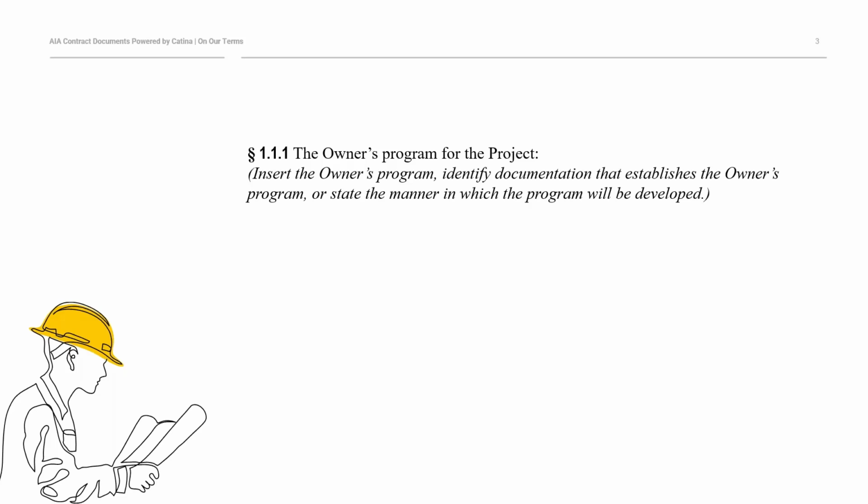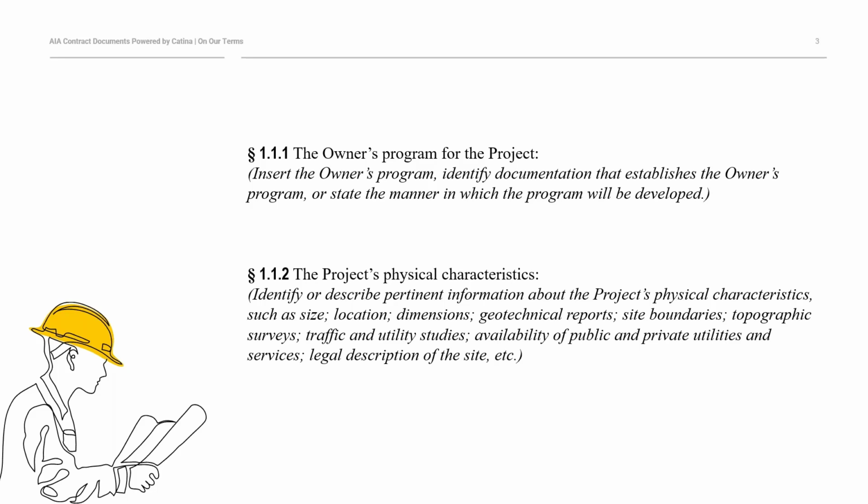Thanks, Mike. Like Mike said, today we're going to be talking about B101, and we're going to be talking about two sections, the owner's program, which is section 1.1.1, and then the project's physical characteristics, which is section 1.1.2. And although both of these sections are pretty short, there's a lot in there. So let's dive right into the first, which is the owner's program.